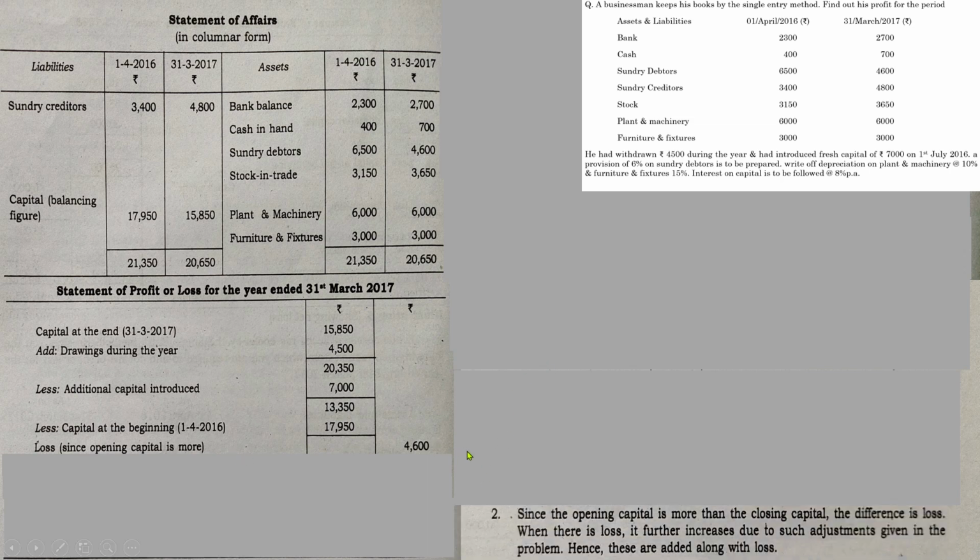So first of all, here the 4,600 is a negative value or a gross loss, because opening capital is more than closing capital, the difference is loss. When there is loss, it further increases due to such adjustments given in the problem. Hence, these are added along with the loss. We have learned about that statement in the previous slide, what all items have to be added with gross loss, what all items have to be deducted from a gross loss. Just follow those steps. So, first item is, in the question it is mentioned that 4,500 drawings, 7,000 additional capital, provision of 6% of debtors is to be prepared.